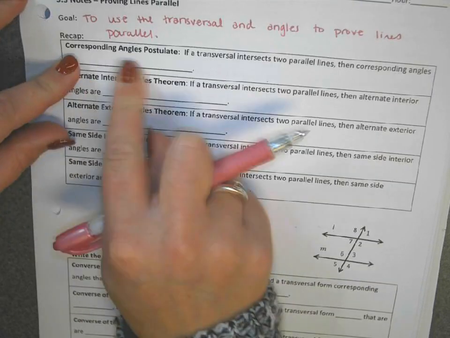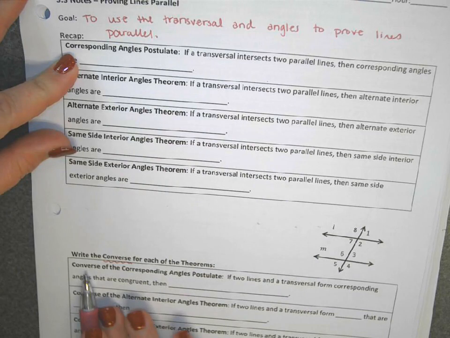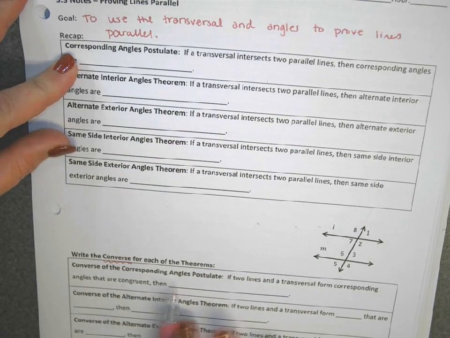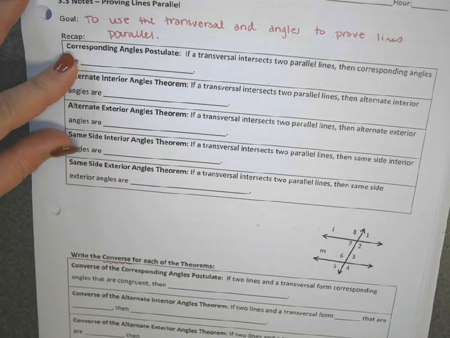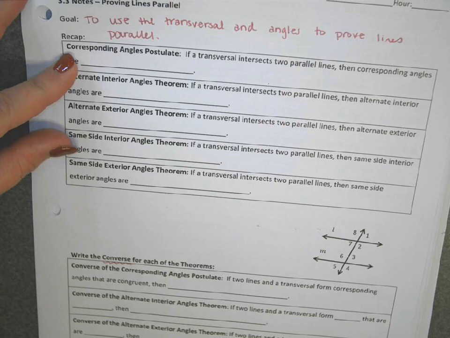Then the corresponding angles postulate, I want you to look down here at the converse of the corresponding angles postulate and see if you can work at writing the converse. So this front side of the notes you are going to do all on your own. Does that make sense? And then we'll talk about them.